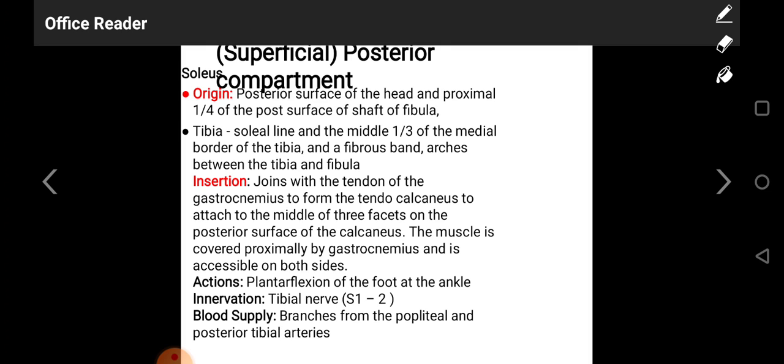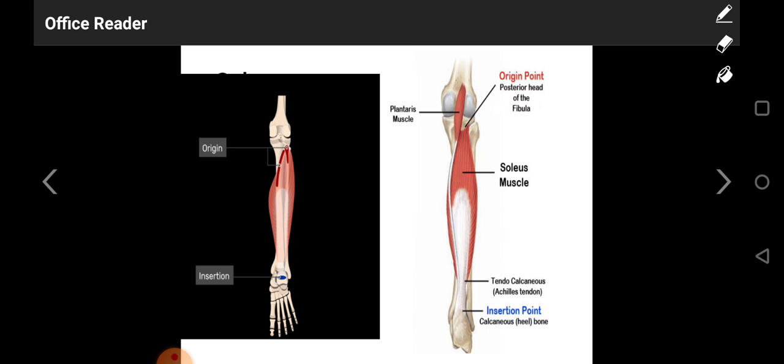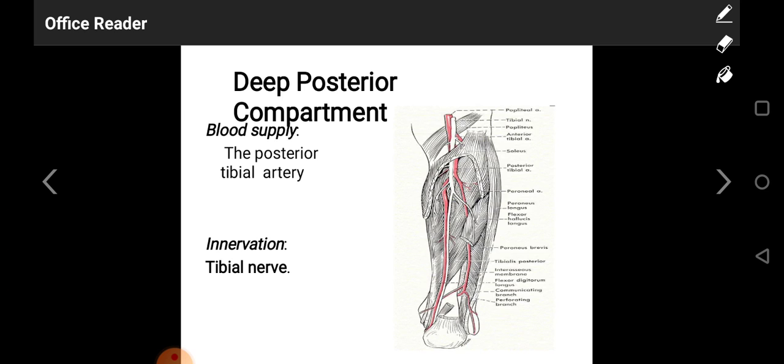The muscle is covered proximally by gastrocnemius and accessible on both sides. Action: plantar flexion of the foot at the ankle. Innervation is the same, that is by the tibial nerve. This is the plantaris and below that we can see the soleus muscle. And here we can see the insertion point on the calcanean bone.